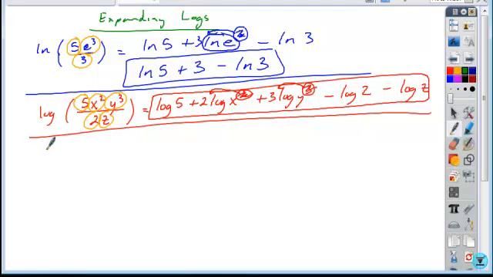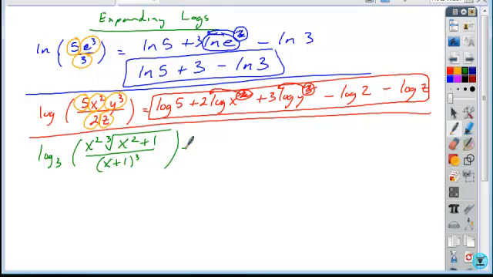All right, so I want you to give this one a shot. It's a little bit more complex. See if you can expand this log. That's the log base 3 of the fraction x squared times the cube root of x squared plus 1, all over x plus 1 cubed.